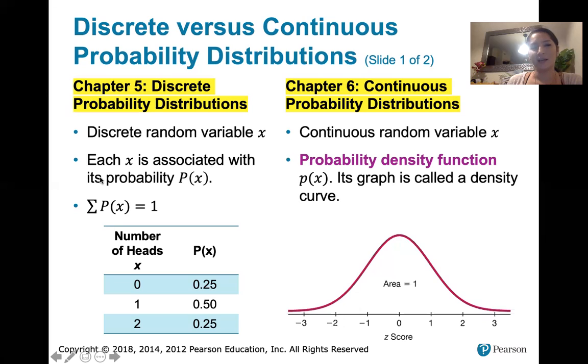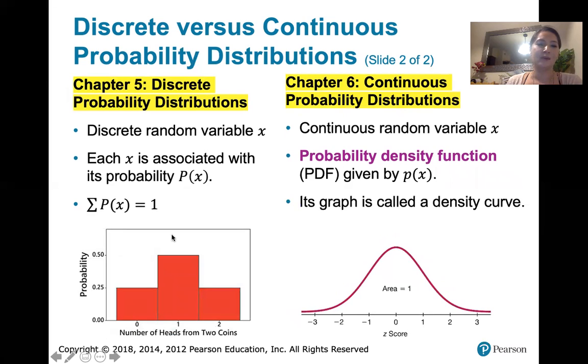It's just like summing up all of those probabilities over here, except now we're summing up something that is continuous, like this area under the curve. Now, if I wanted to visualize that probability distribution, in chapter 5, I might draw a probability histogram.